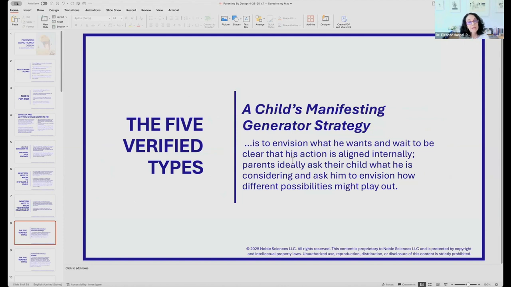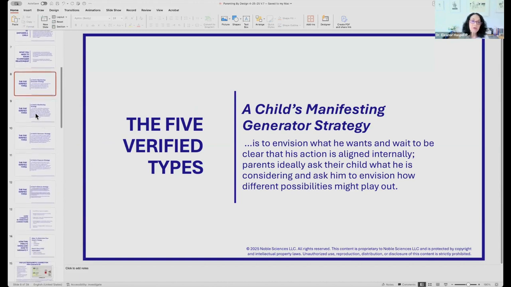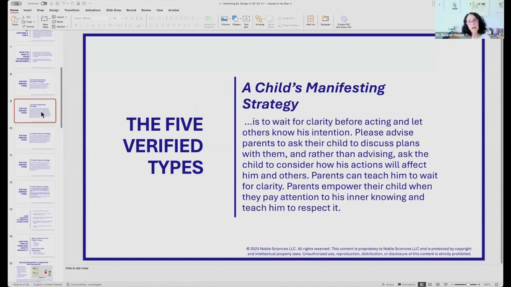A child's manifesting generator strategy is to envision what he wants, to wait to be clear that his action is aligned internally. So as a parent, you ideally ask the child what he's considering, ask him to envision different possibilities and how they may play out. And always, always encourage, regardless of type, for the individual to wait for clarity before acting.